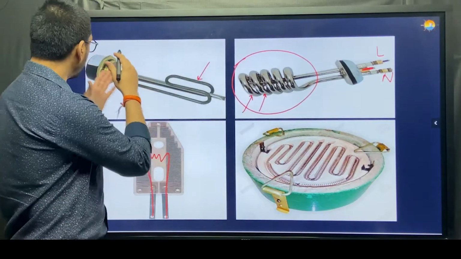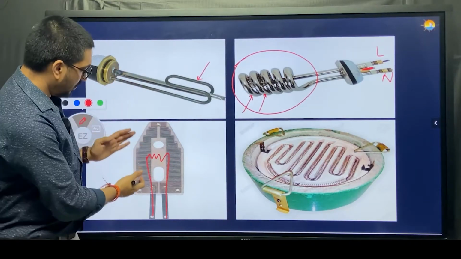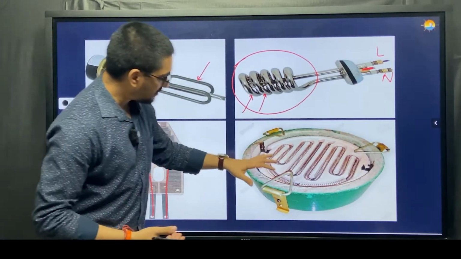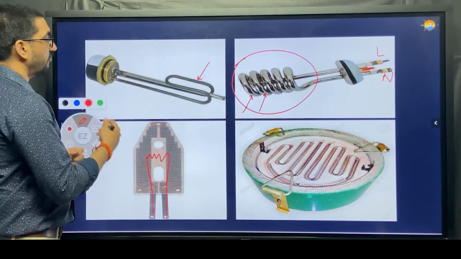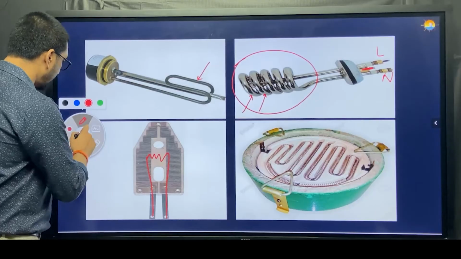Same is the case with this. Here we don't see any ground, here we don't see any ground. These are simply the heating element. The formula we have already seen.